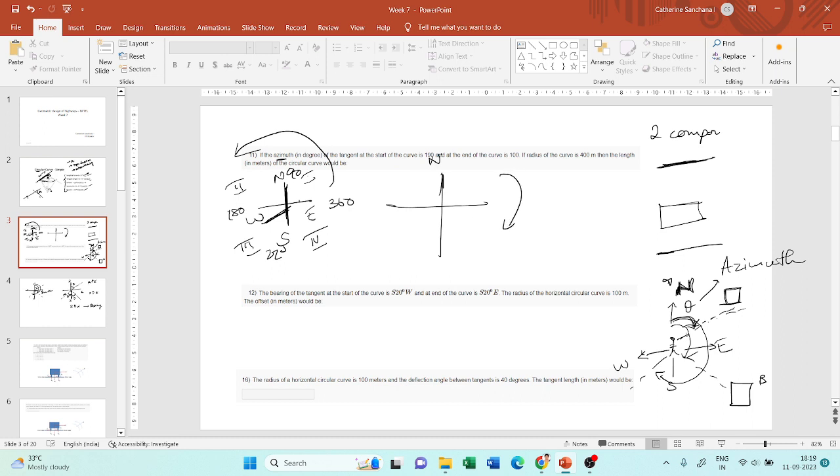So if this is north, south, east and west, where will your 190 degrees come? So this is 0, 90, 180, so your 190 will be somewhere here. So your first tangent is somewhere here.